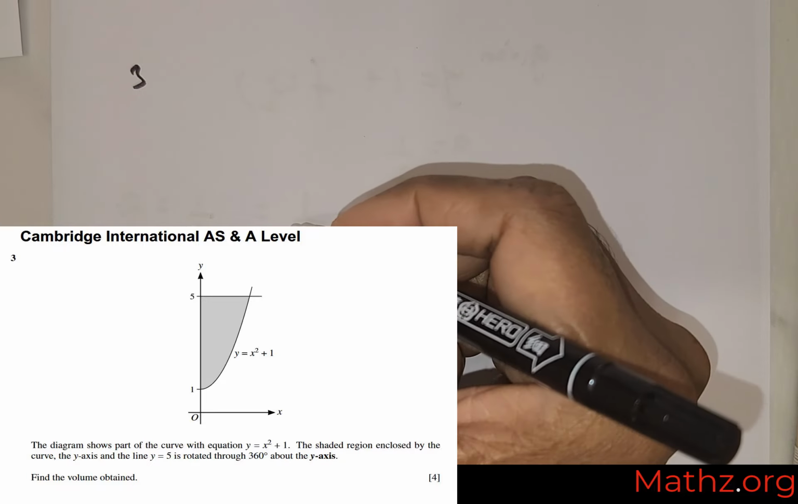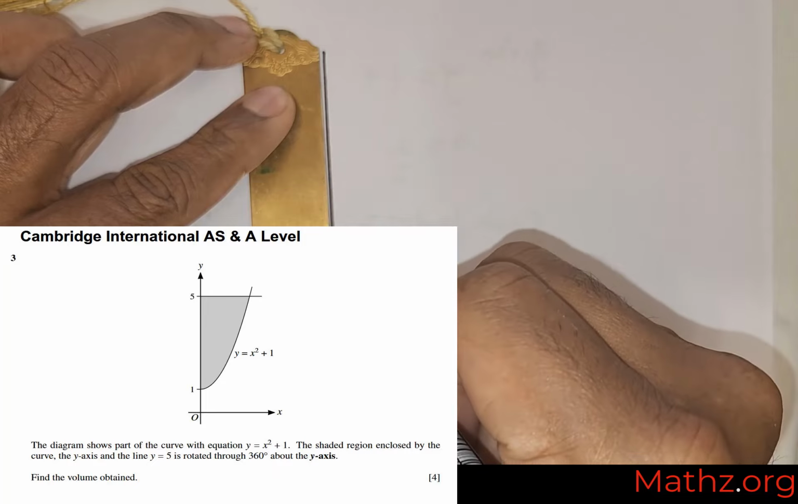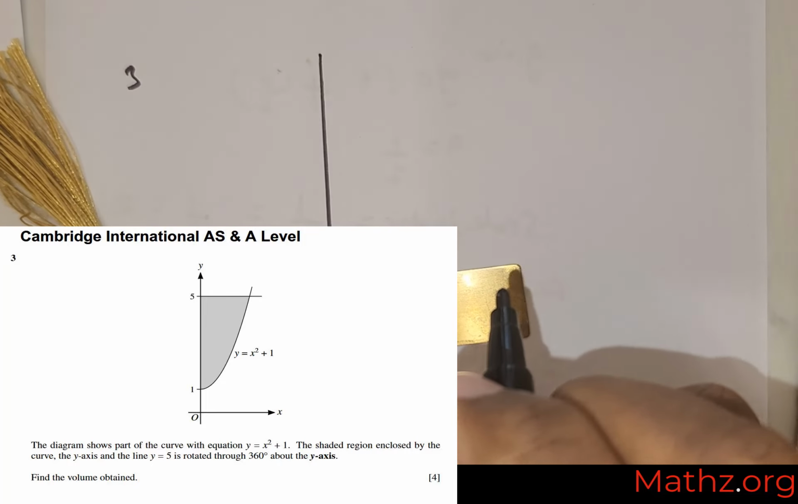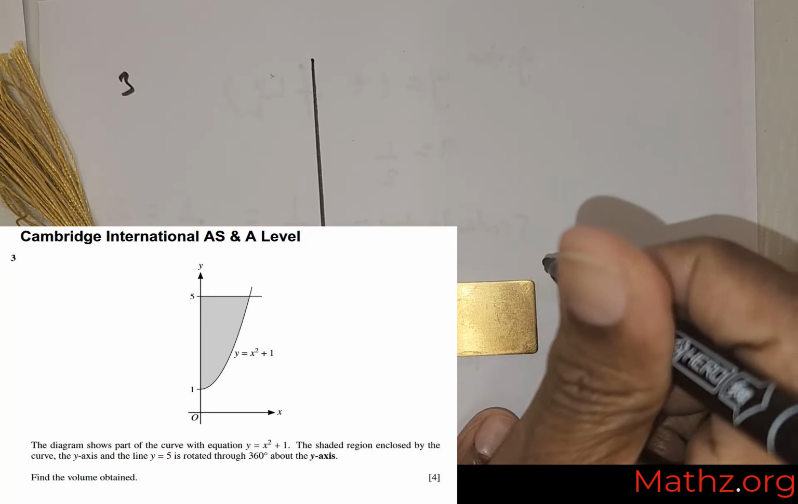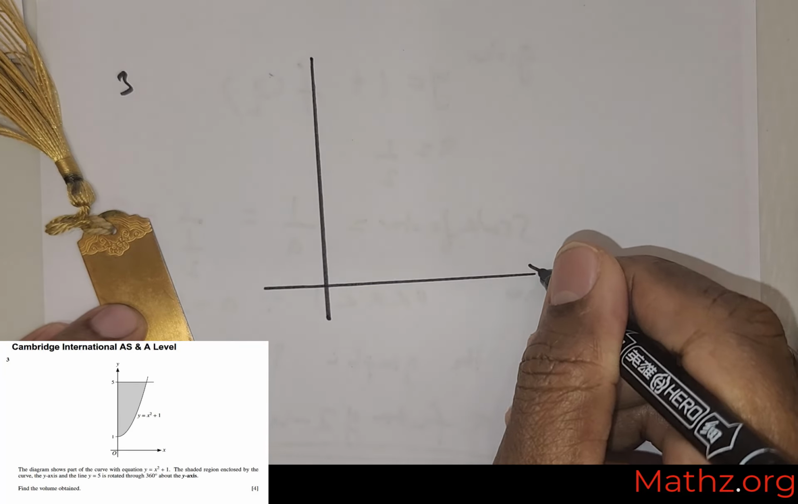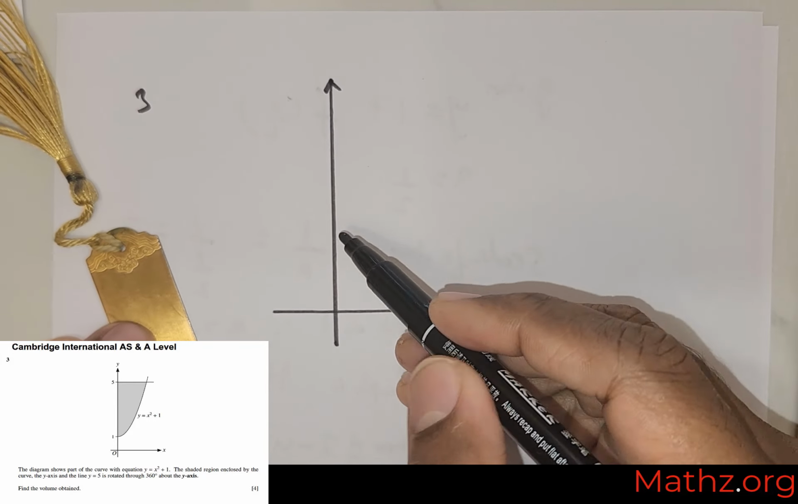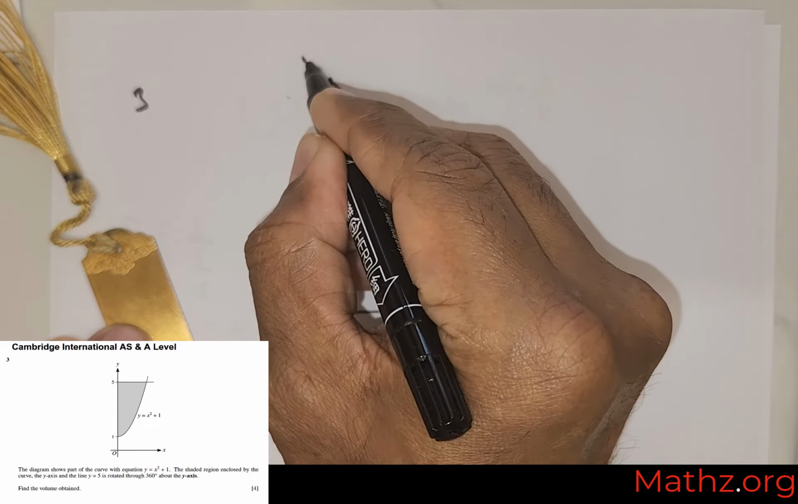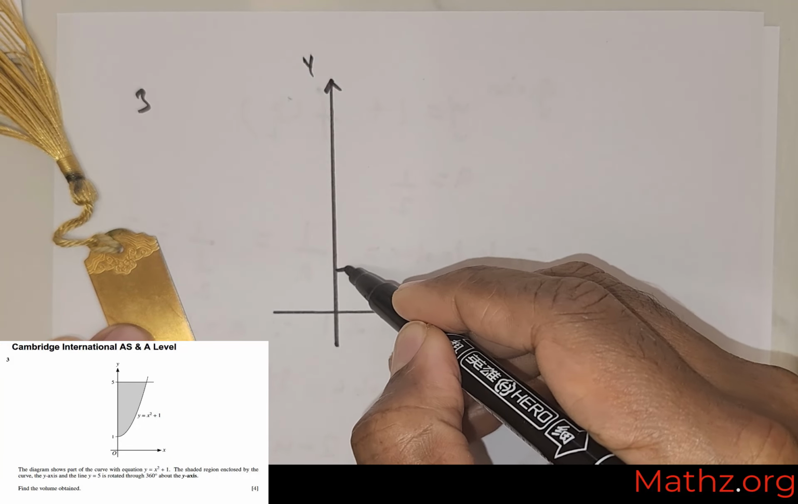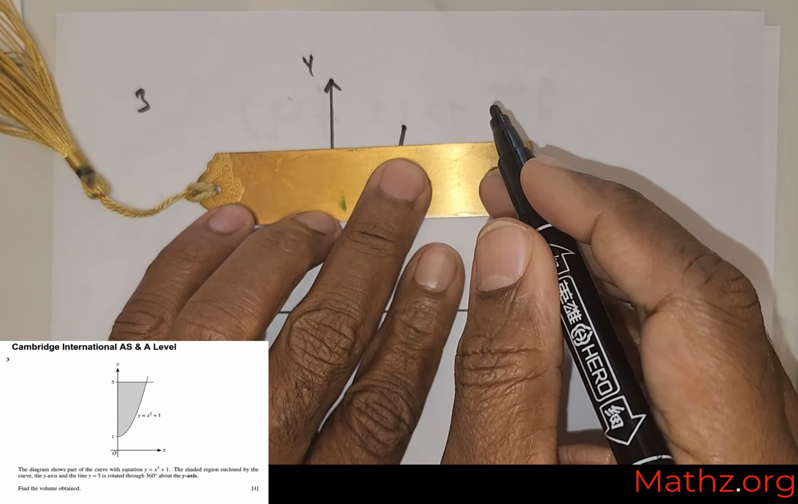This is question number 3. For this we need a figure. You don't have to draw the figure, but I will have to draw to explain the question. Okay, so this is the x-axis, y-axis, and then you have a curve that is going up like this, and then there is a hit.